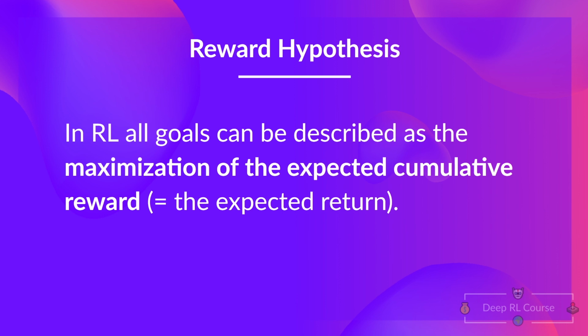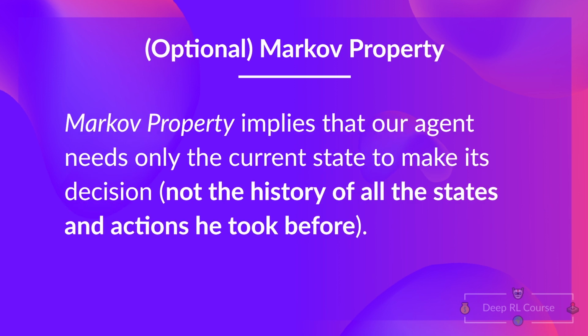Also, something important you're going to see in some papers is that the reinforcement learning process is also called the Markov decision process. We'll talk again about the Markov property in the next chapters, but if you need to remember something today about it, it's that the Markov property implies that our agent needs only the current state to make its decision, not the history of all the states and actions it took before. So it simplifies the reinforcement learning problem, because in order to take an action, an agent only needs the current state and not the history of all states and actions it took before being at that state.